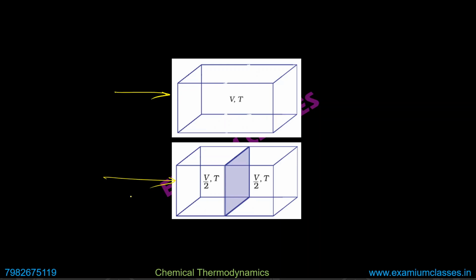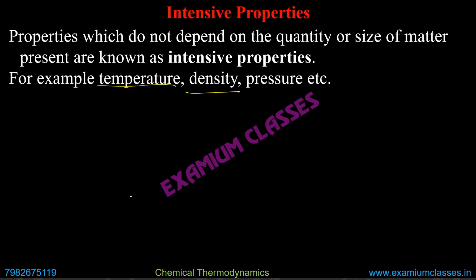Similarly, temperature will remain same. Also, pressure will not change. Pressure will be 1 atm everywhere. So pressure also is intensive property. Temperature, density, pressure, these are intensive properties. Now, how do you remember? It is easy to remember that pressure will not change around you, whether you are in a very small room, a big room, or outside of your house. Pressure is same. You are experiencing 1 atmospheric pressure only. So it means pressure does not change, so it is intensive property.